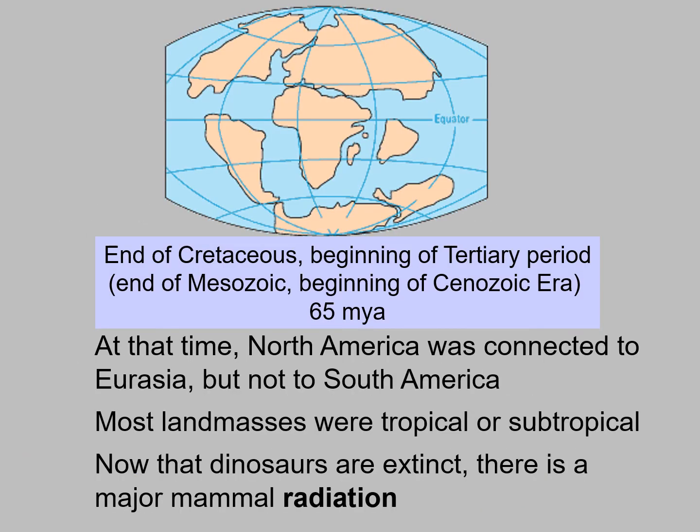At that time, North America was connected to Eurasia, but not to South America, and most land masses were tropical or subtropical. Once dinosaurs went extinct, there was space for mammals to radiate, that is, to occupy the niches and spread out into the places where formerly dinosaurs had ruled.